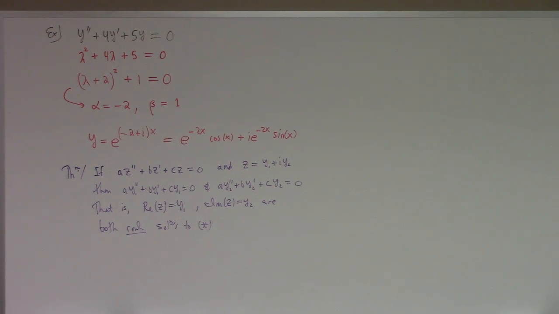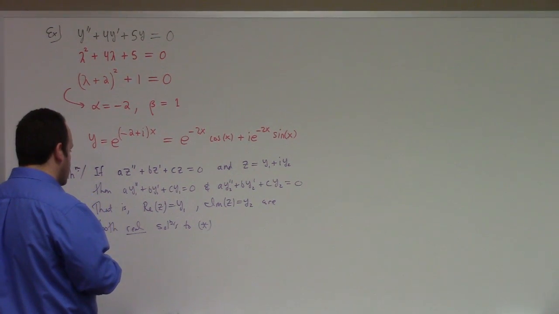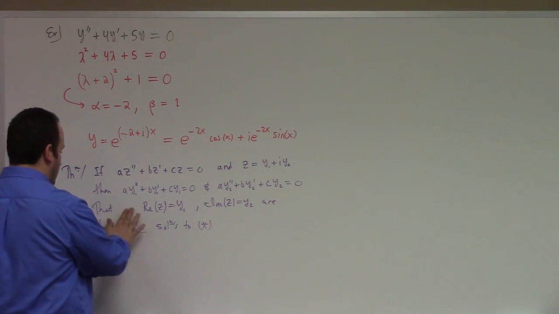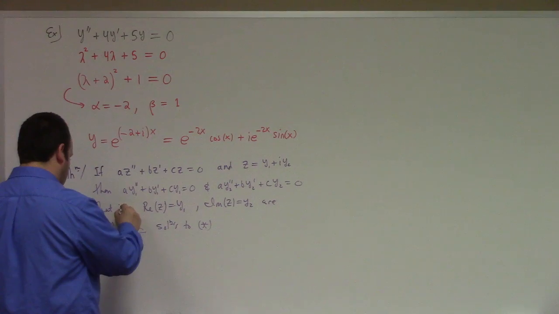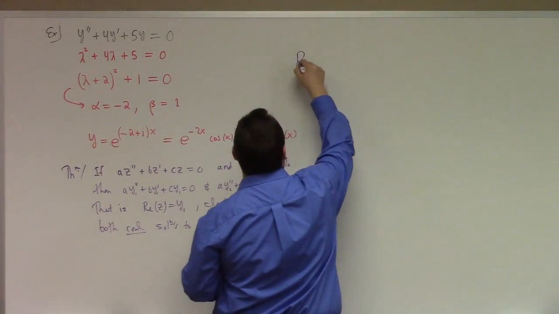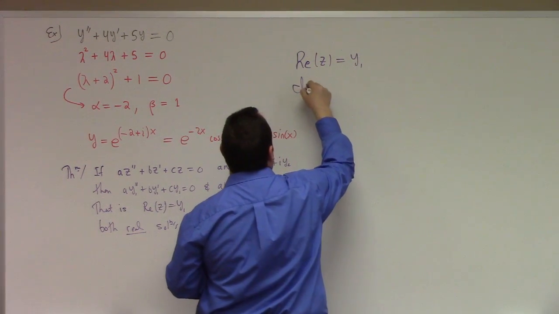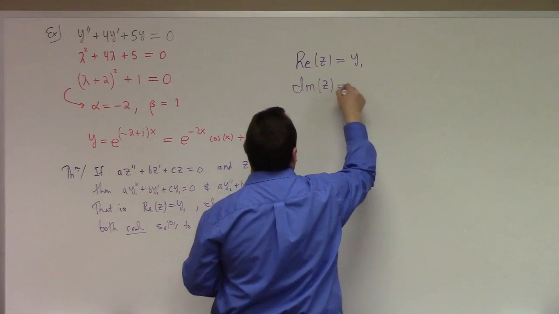Yes, sir. For something of z equals y, I can't make out what that says. It says that is comma, and then what did you write? I'm trying to write Re z, and then Im. So that's a real part and imaginary part.